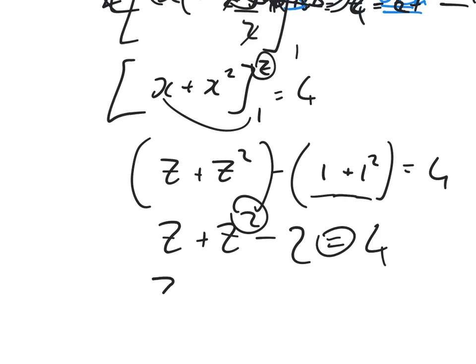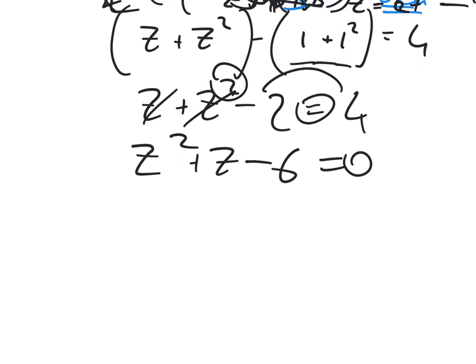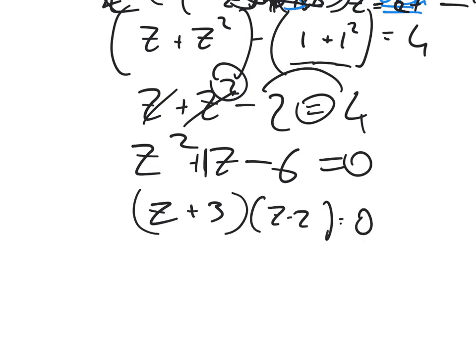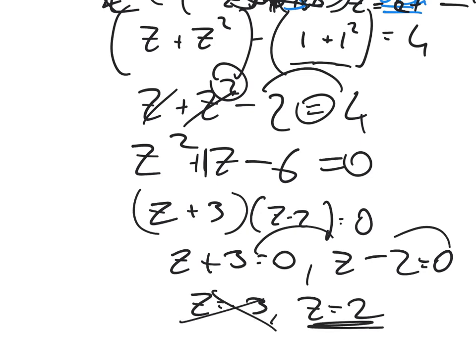Make it equal to 0 and factorise. So z squared plus z, bring the 4 over, make it minus, so that's minus 2 minus 4 is minus 6, is equal to 0. Two numbers that multiply give minus 6, and add together give 1, is plus 3 and minus 2. So I've got z plus 3 is equal to 0, plus z minus 2 is equal to 0, which gives me two results, z equals minus 3 and z equals 2. But I'm going to select the positive result of z equals 2, since that was what the question looked for in the first place.